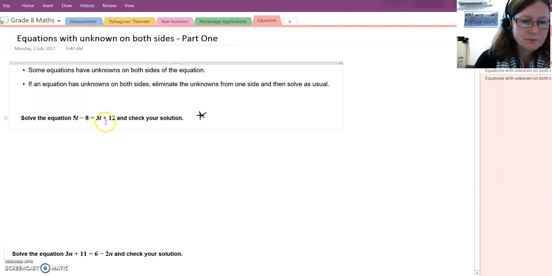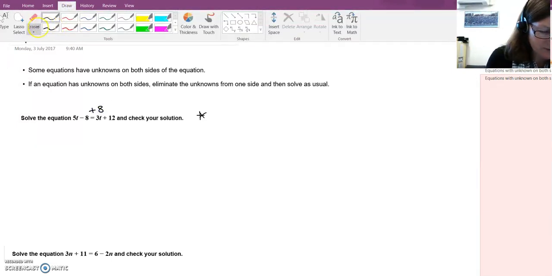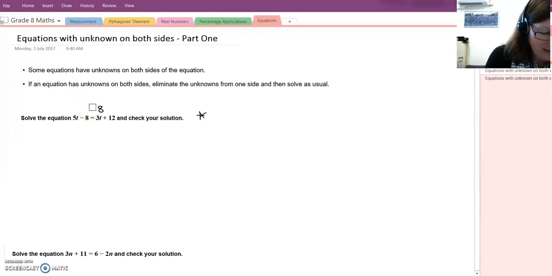So, here's our first example. Basically, the aim is to get everything with a t onto the left-hand side, and if it doesn't have a t, eliminate it from the left-hand side. So I can eliminate the 8 by adding 8. If I rewrite the equation, 5t subtract 8 equals 3t add 12.